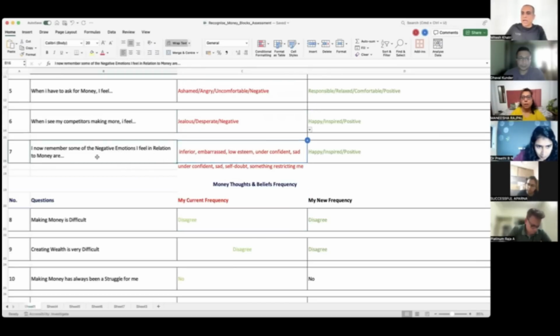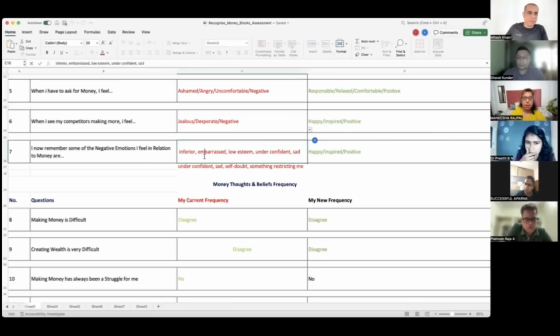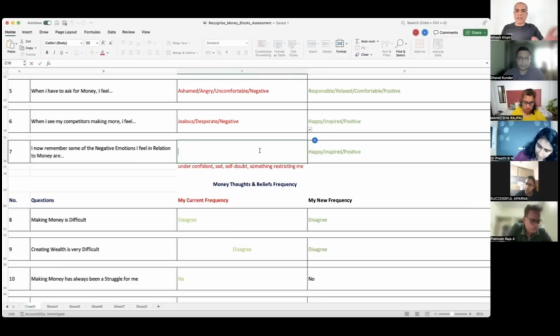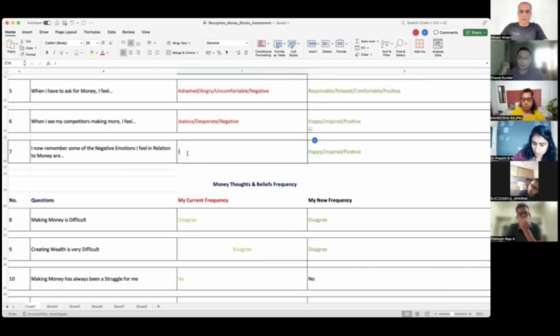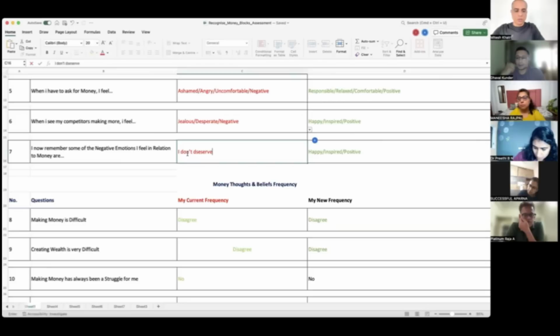Now, I now remember some of the negative emotions I feel in relation to money are. So, now this is additional emotions that I have not, right? You have to recognize it for me. Okay. Examples are inferior, embarrassed, low self-esteem. So you tell me, what are the other emotions that you're realizing right now are connected to money, which are negative emotions that you can remember right now? Give me examples. Yeah, I don't deserve to have money. What else? Like I should not work for money. Like I grew up in a house like that's a mindset I work for money.